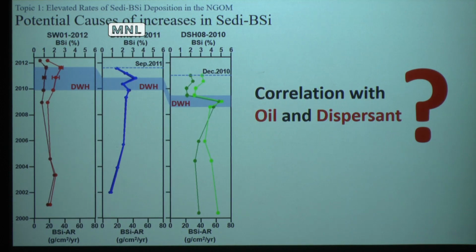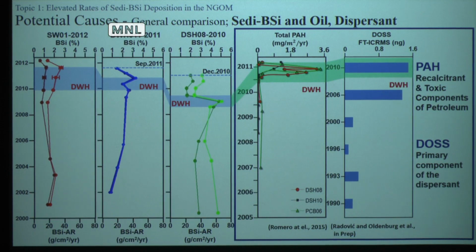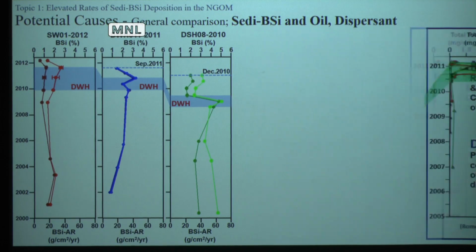So how did the oil and dispersant levels change? PAH is a toxic component of petroleum, and DOSS is a component of the dispersant used during the Deepwater Horizon oil spill. PAH and DOSS levels increased during the Deepwater Horizon oil spill influenced period, and this matches well with the sedimentary biogenic silica profile.